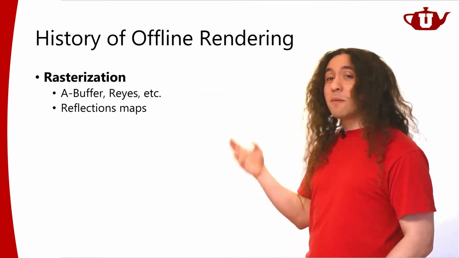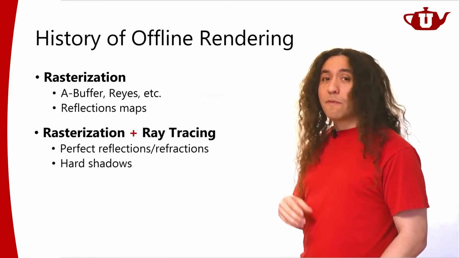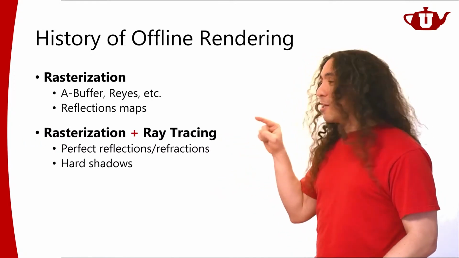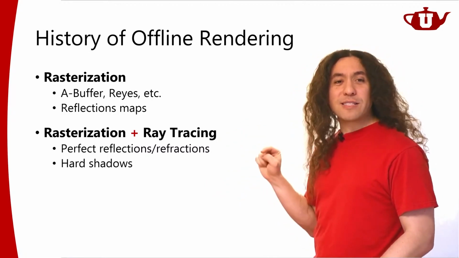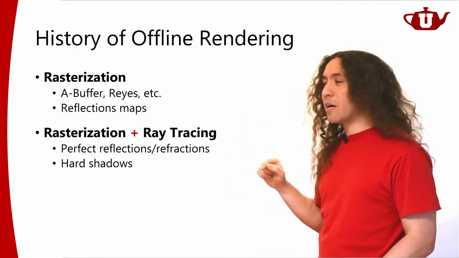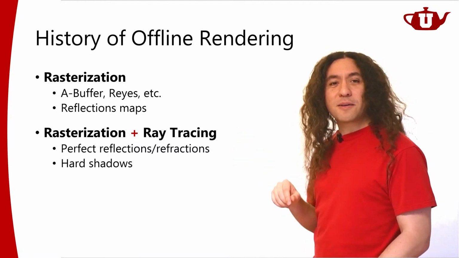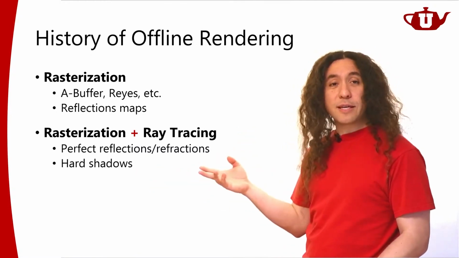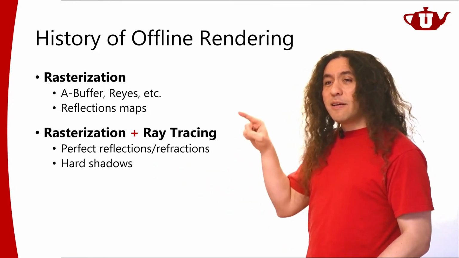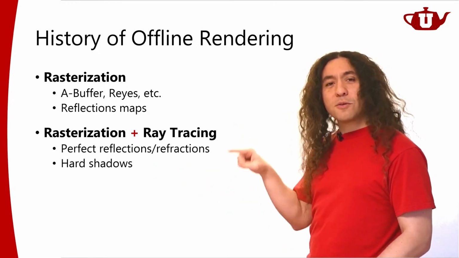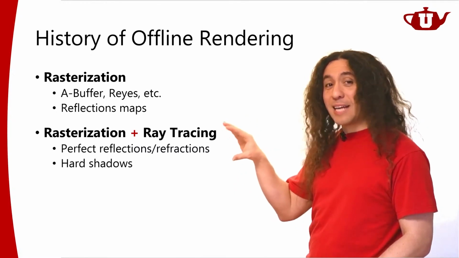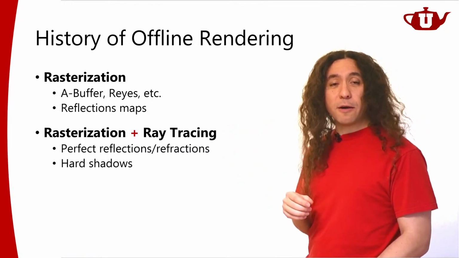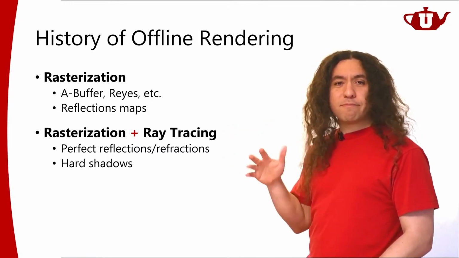And then we had some ray tracing software. So we started using rasterization plus ray tracing. With perfect reflections and refractions, we could use ray tracing. And with hard shadows, instead of computing shadow maps, we could use ray tracing, right? So this is very close to where we are today with real-time rendering. But that's where offline rendering was about 20 years ago, approximately.